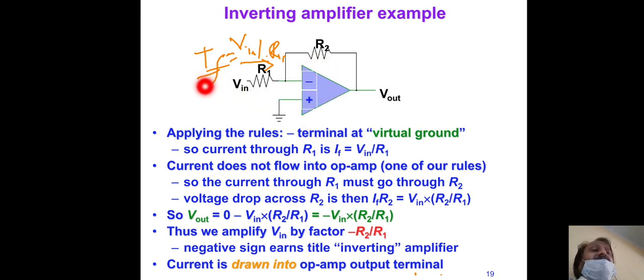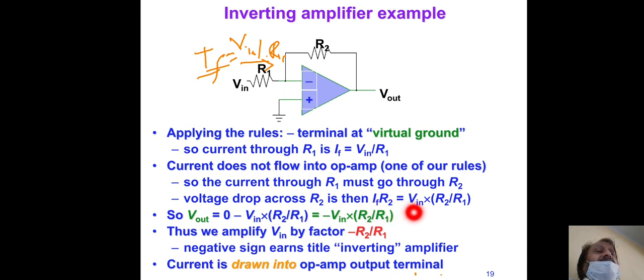Whatever the feedback current is, it flows through R1 and R2 and the output, not through the operational amplifier. That is the golden rule of the operational amplifier. So the current through R1 must go through R2. The voltage drop across the feedback resistance R2 is then IF times R2.